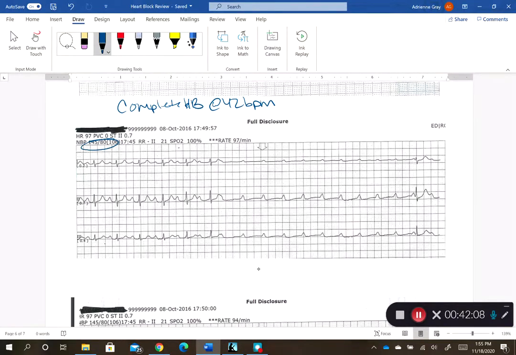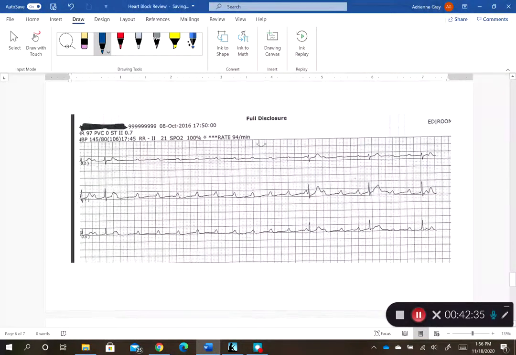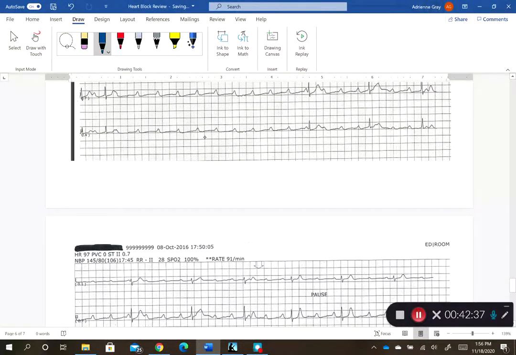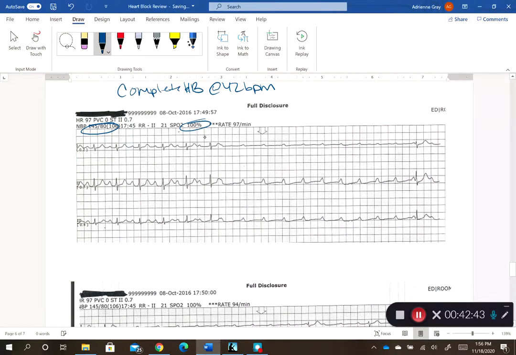You can see the blood pressure here is good, 145/80. Pulse ox was good at 100%. So everything about this patient screamed stable, except that for some reason this patient had passed out. So I hooked him up to the cardiac monitor, and in the series of just a minute, it's actually less than a minute, we have one strip at 17:49 and 57 seconds, 17:50, which is 3 seconds later, and then 17:50:05, which is 5 seconds later. So we're looking at like a 10 or 15-second period.